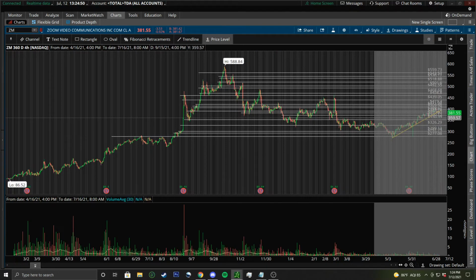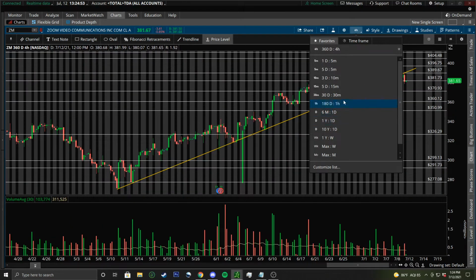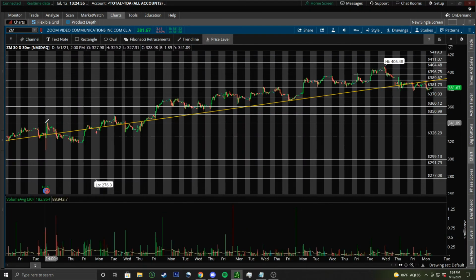So we have our 4 hour marked. We like how that looks. Let's go to the 30-day, 30-minute now. Make sure you don't have any other levels to mark. Sometimes you'll end up seeing more, like right here.